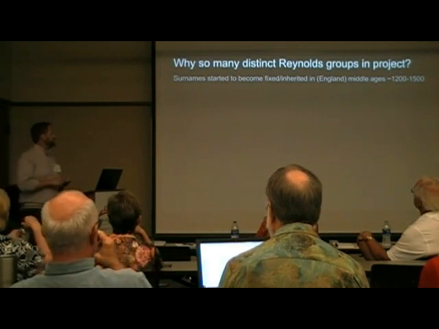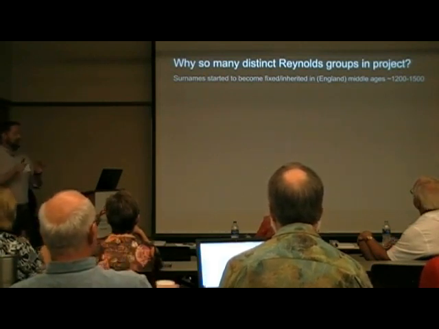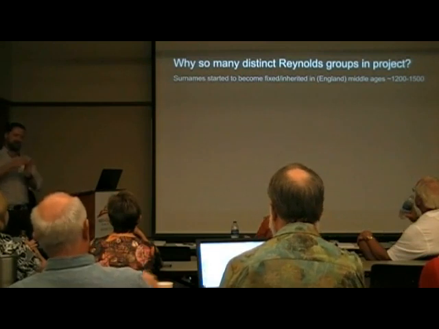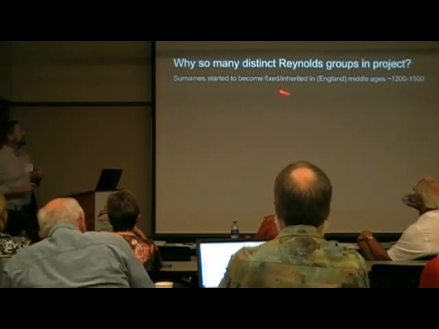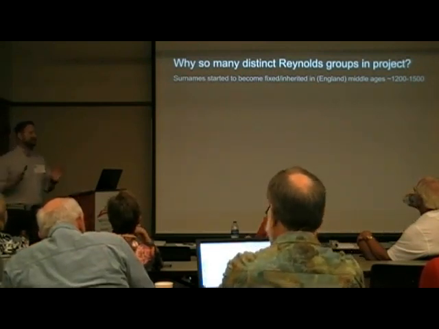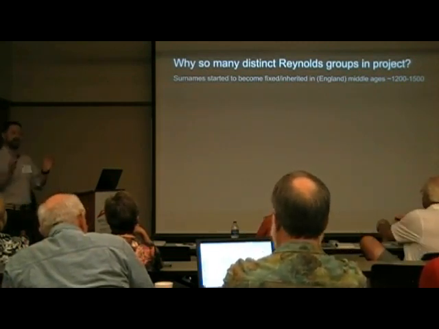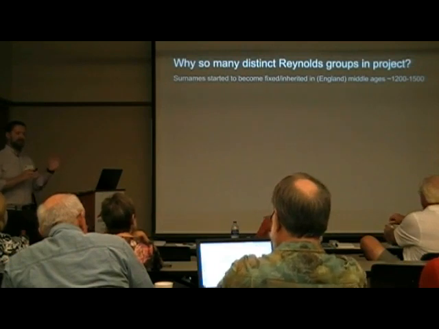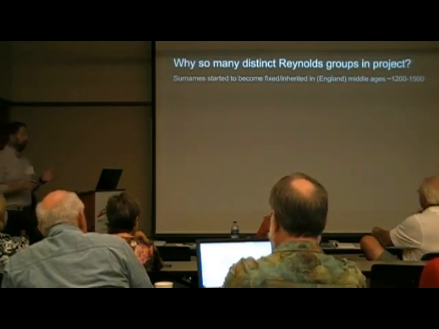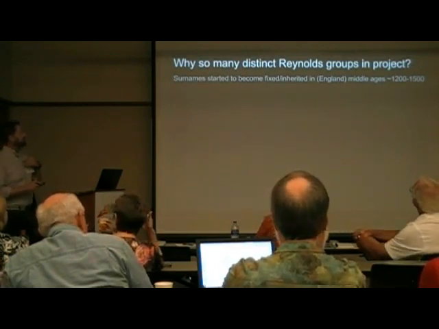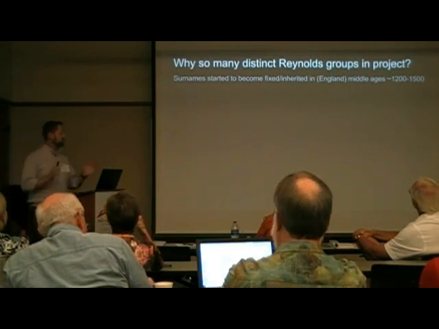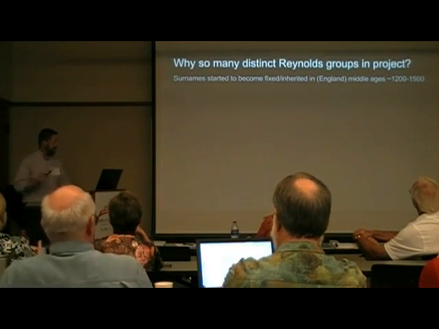there's the backstory. Surnames started to become fixed and inherited from father to son to father to son sometime in the Middle Ages. In different parts of the world, this was at different times. In Scandinavia and Wales, for example, it was in the 1700s and 1800s. But in most of England, surnames became fixed between something like 1200 to 1500 AD.